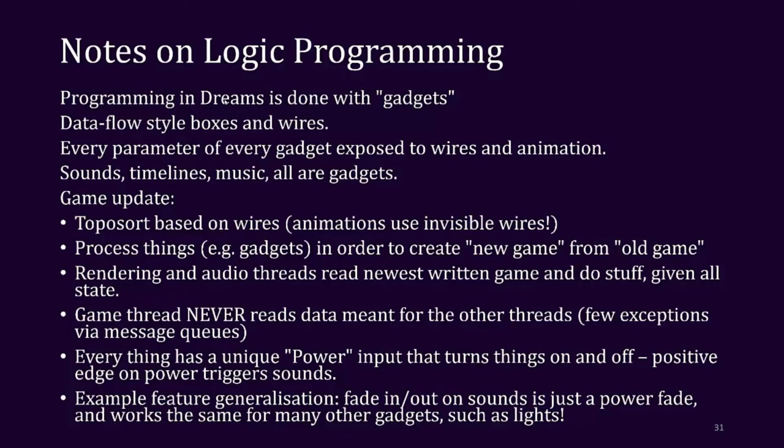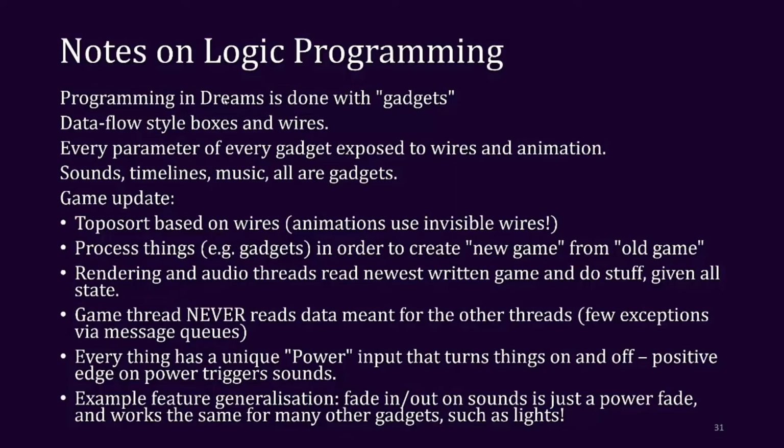But for the game update, we just topologically sort these gadgets based on their wires, and animations that drive these parameters also use these invisible wires. So we can sort the whole scene so that we can run in order over all these things. And all we do is we take an old game that has all the state from the old frame, and we just turn every single thing into a thing from a new game. And at the end of this, we have a game, and then the audio thread takes a handle to that old game, and all the state it needs is there.